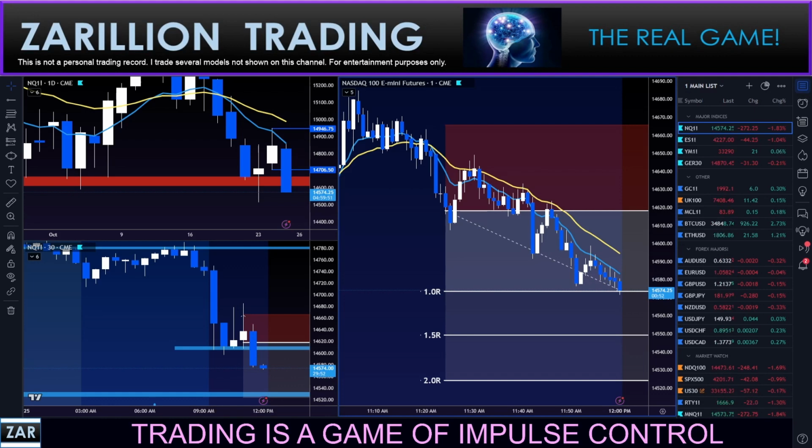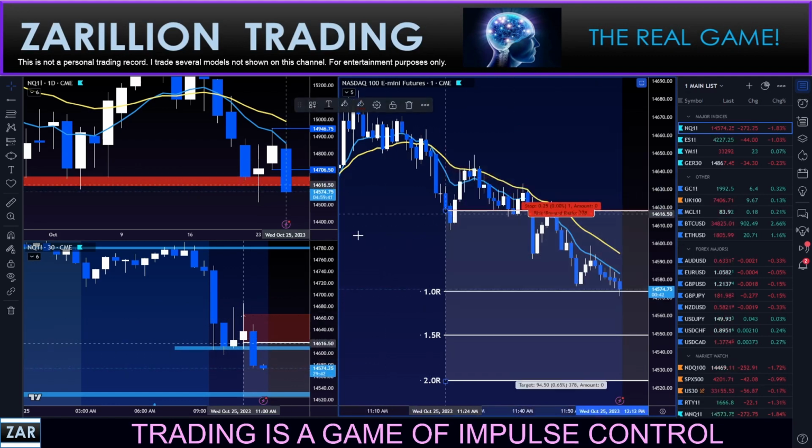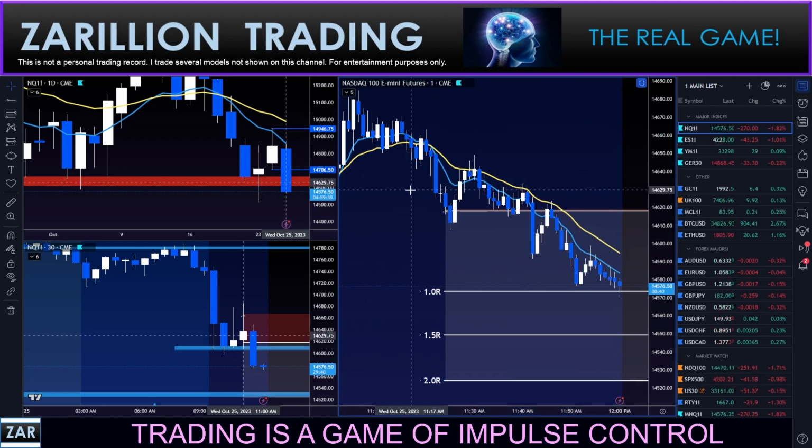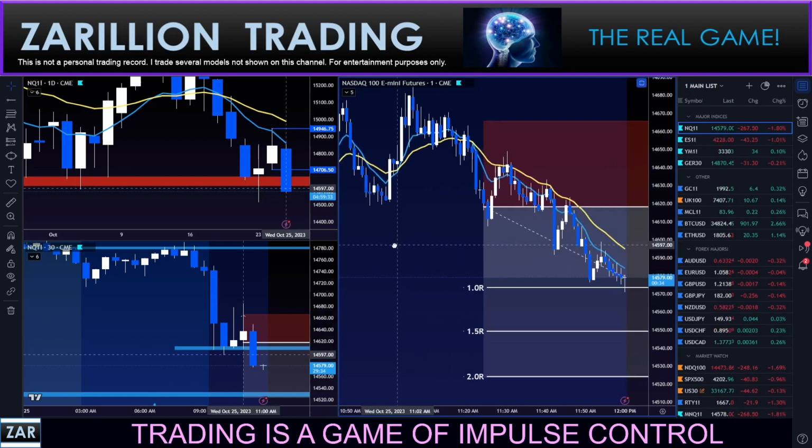And target 1 has been hit. So the 1R trader has exited the trade with full profitability. Of course, the 2R trader moves stop to break even at 1R. They will either have a break-even result or a 2R. And the other traders are waiting to see what happens.